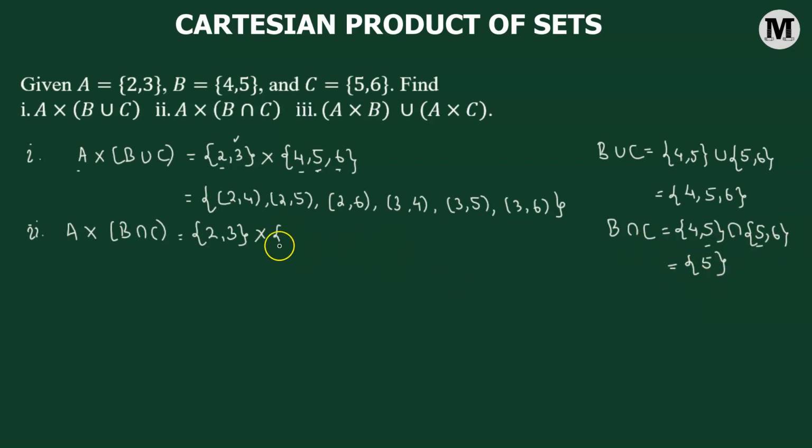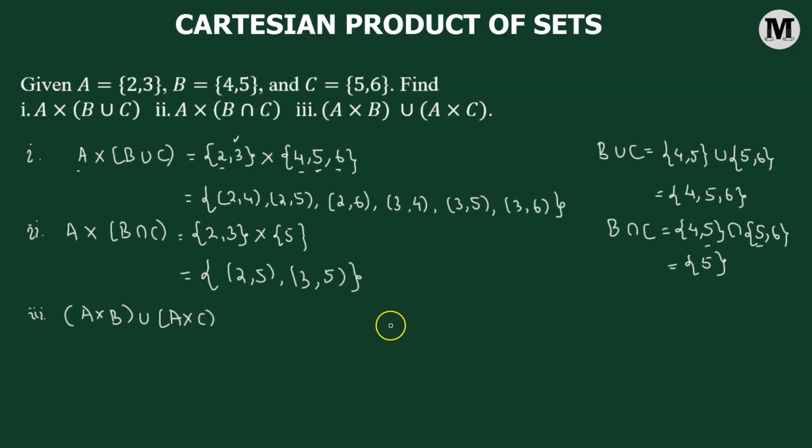So we'll find out its Cartesian product with the set containing the element 5. So now we have 2, 5, and then 3, 5. This is going to be the Cartesian product of the set A with the set B intersection C. Now, coming to the third part of the problem, we'll have to find out the Cartesian product of A and B first, and then find its union with the Cartesian product of the set A and C.